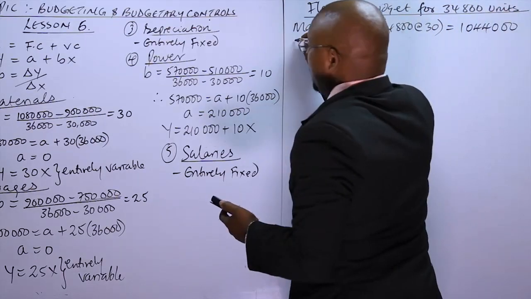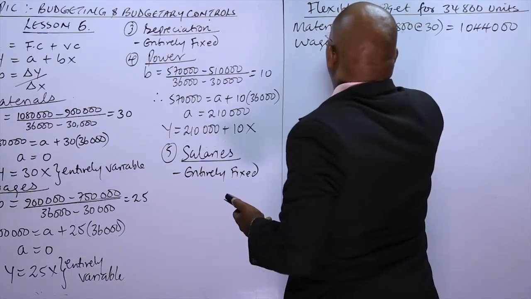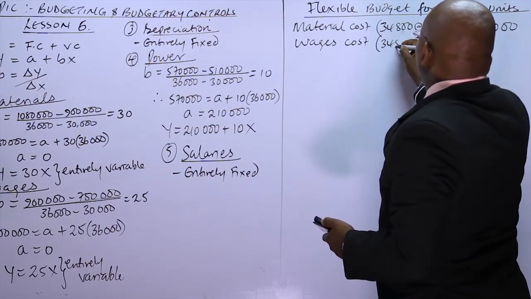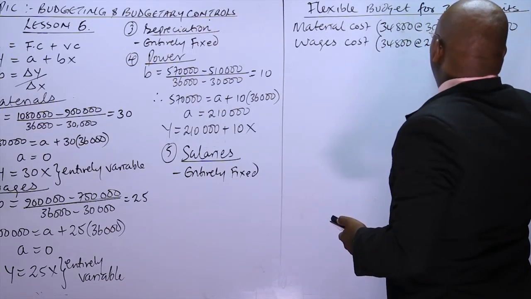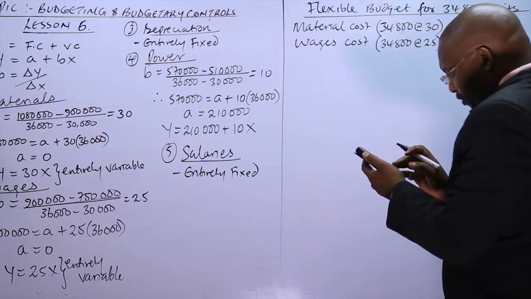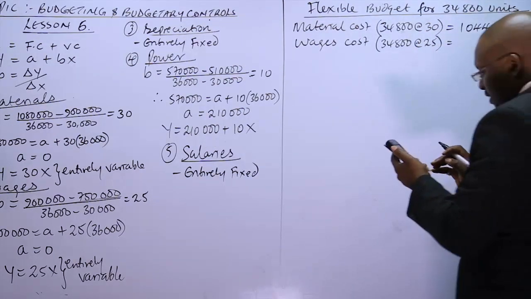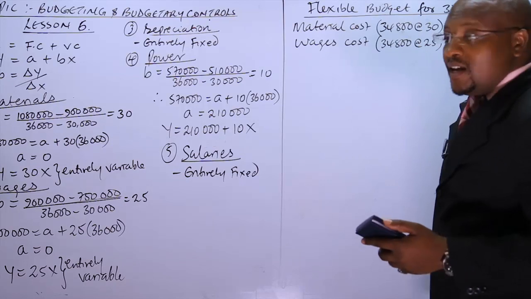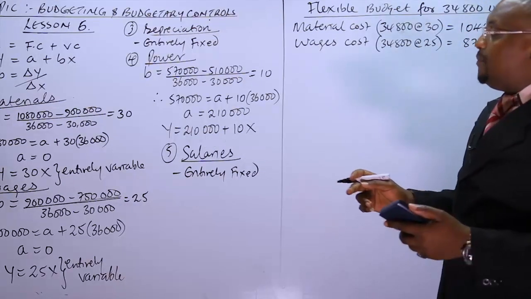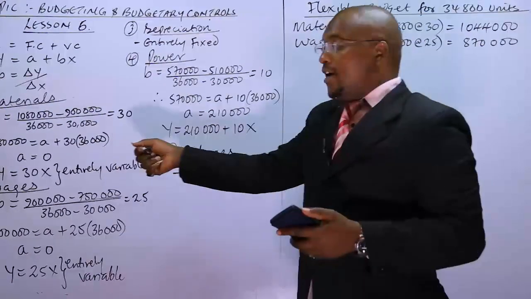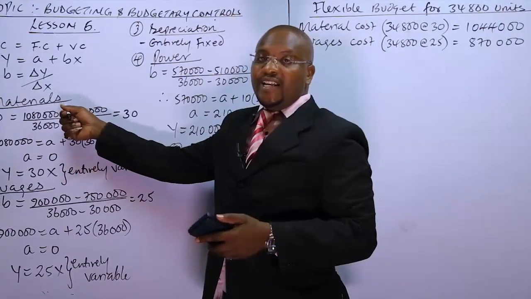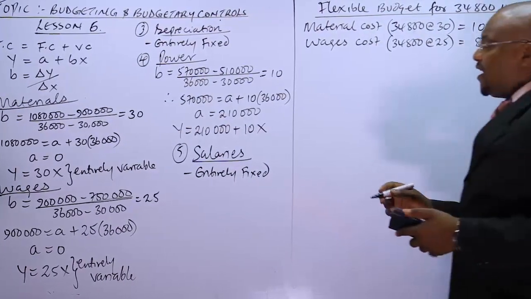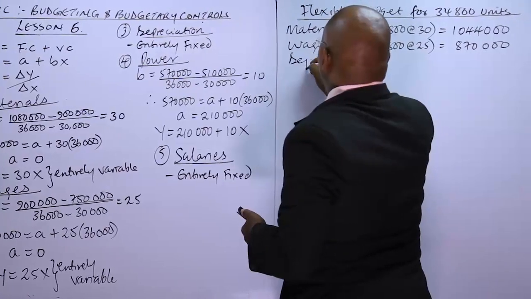Then the next one is wages. Wages cost, again, was entirely variable. So it is 34,800, each at 25. This gives us 870,000. And you can note that 34,800 is in between 30 and 36,000. No wonder the cost we are getting is also in between 1,080 and 900, and then 900 and 750.